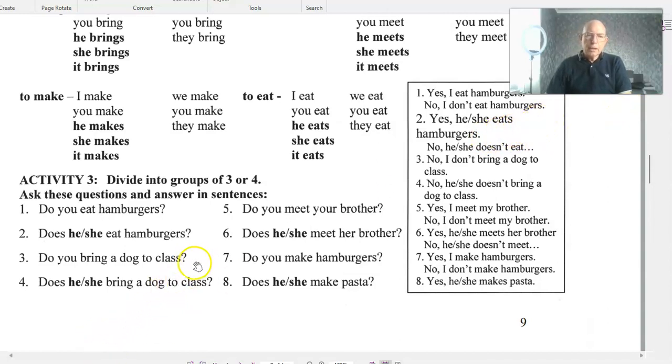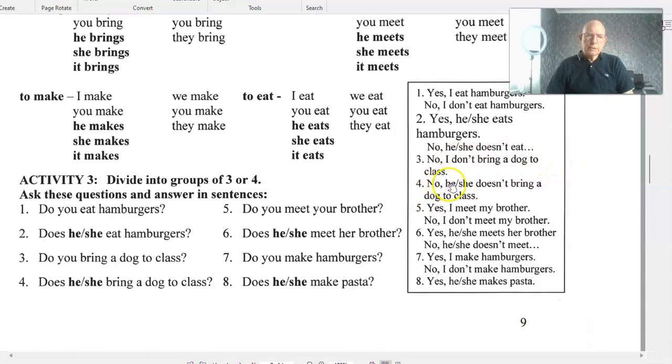Do you bring a dog to class? No. Sorry, it doesn't really answer that question. Well, it's number 3. Okay. I see, if the answer is no, they're giving you no answer as well. So under number 2 again, does he or she eat hamburgers? No, he or she doesn't eat hamburgers. And under number 1, no, I don't eat hamburgers. So under number 3, no, I don't bring a dog to class.